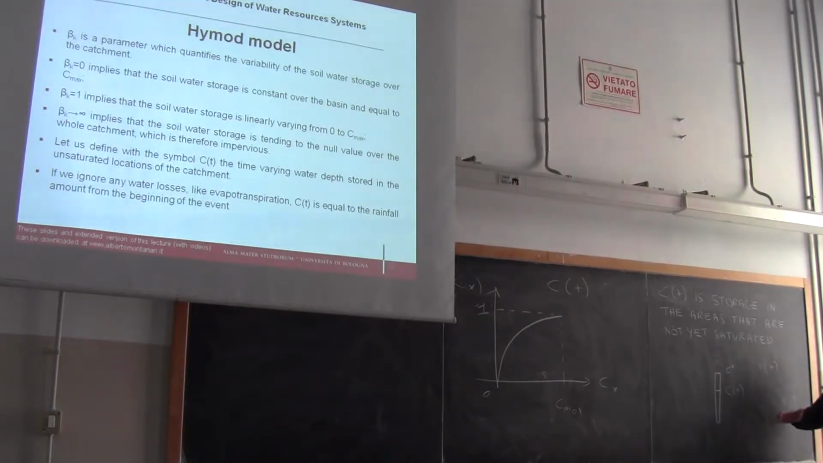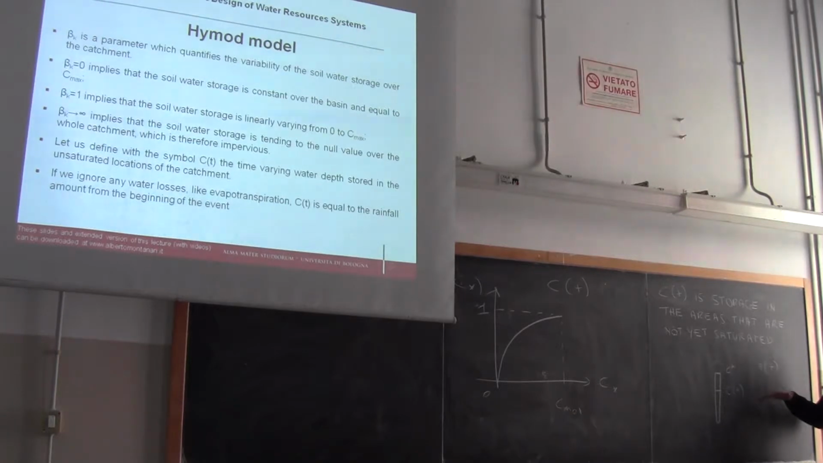Of course, if you get to saturation, this is no more valid, meaning that if you get to saturation, C of t doesn't increase anymore because it's an upper limit. Saturation is an upper limit to the storage and therefore doesn't increase anymore, and you cannot say anymore that C of t is equal to rainfall, because if it continues to rain, C of t doesn't increase. And also keep in mind that I am neglecting evapotranspiration, because evapotranspiration would decrease the storage.